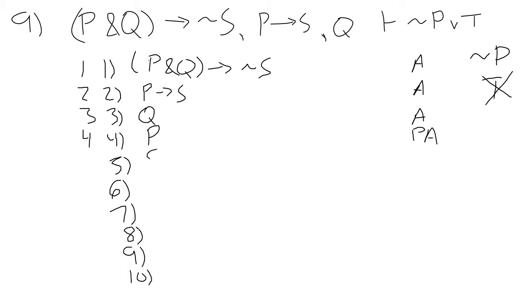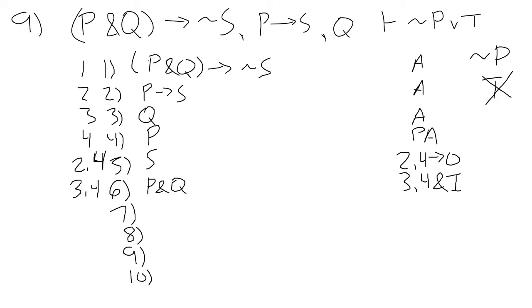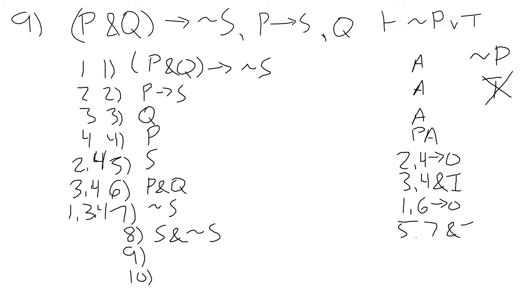So I can get S from 2 and 4, arrow out, 2 and 4. And then I can put P and Q together from 3 and 4, ampersand in, 3 and 4. And then with that, I can get my not S out of 1. So that's going to be 1 and 6, arrow out. 1 and 6 is going to be 1, 3, and 4. And then we can build our contradiction, S and not S, doing 5 and 7, ampersand in.